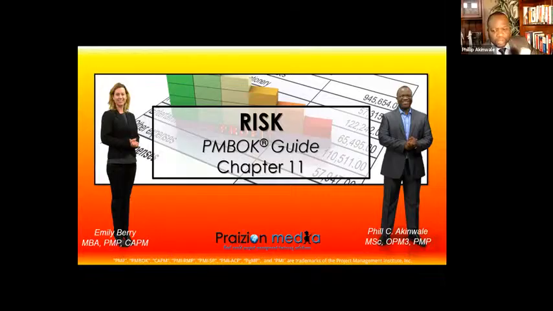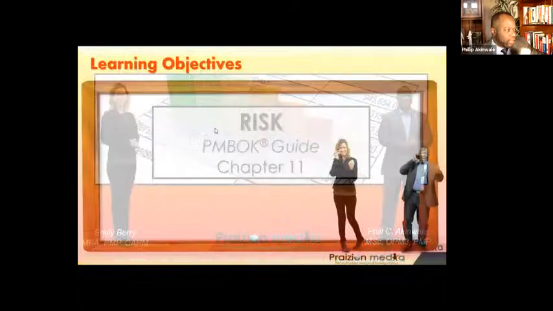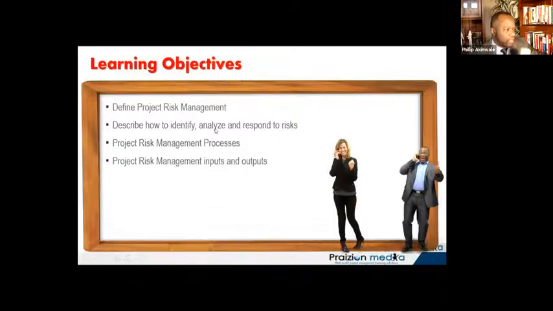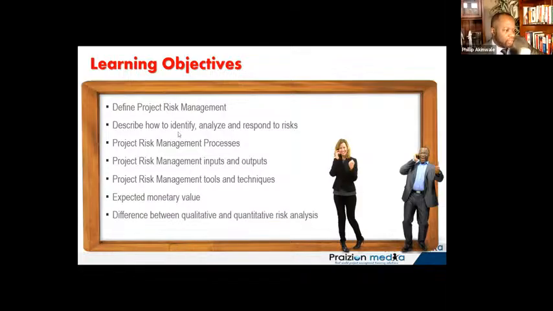Okay. So, risk management, chapter 11. By the time we're done, our goal is to have spoken about the numerous tools and techniques, the numerous inputs and outputs, and we'll talk about the importance of the risk register and the risk report. And hopefully we'll be able to hit EMV, which is a big topic as well. And we'll talk about the difference between qualitative risk analysis and quantitative risk analysis.